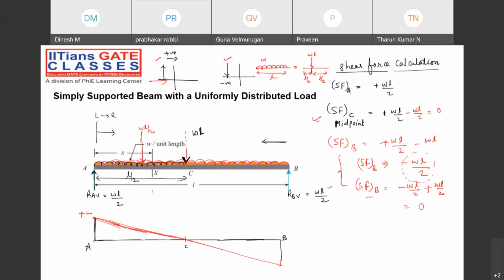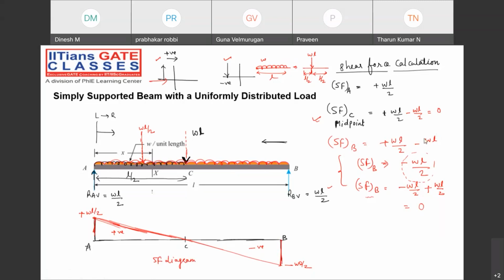So plus WL by 2, minus WL by 2, and in between this is the zero value we have. So it's a positive and it is a negative. All of you are getting my point? Check it out. This will be your shear force diagram. Please note it down, very important.